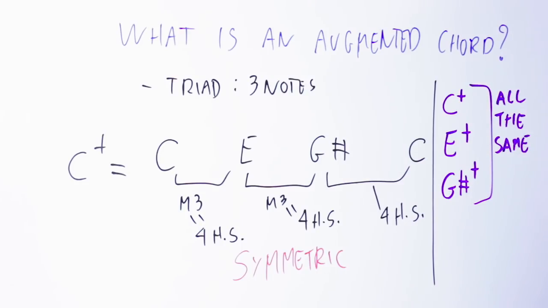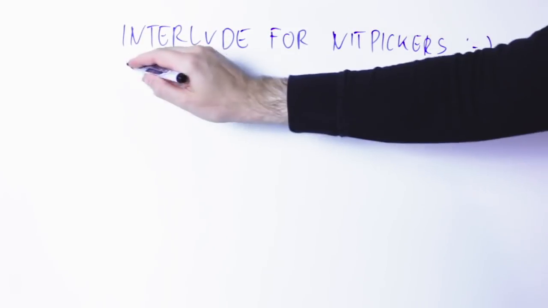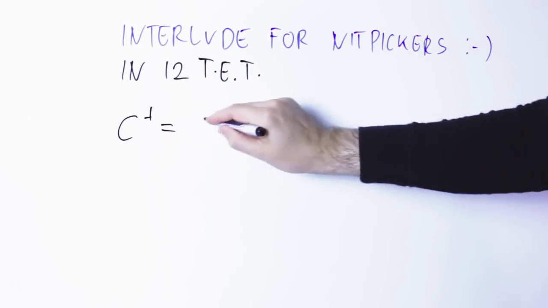Well, all is fine and dandy, but YouTube is the land of I dotters and T crossers. So I need to spend the next minute of this video to make this statement that I just made acceptable to nitpickers. So, in 12-tone equal temperament, C augmented is made by the notes C, E, G sharp.